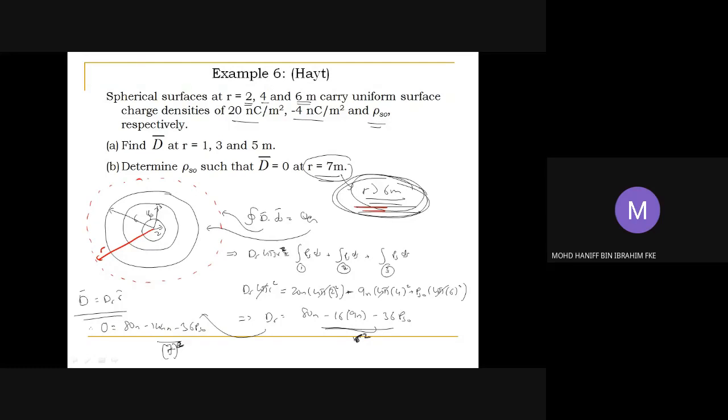From this equation, we can obtain the rho S naught, because rho S naught is the only variable in this equation, so that will give us the rho S naught value. So based on the conditions here, we can find the rho S naught. Any question for this example?